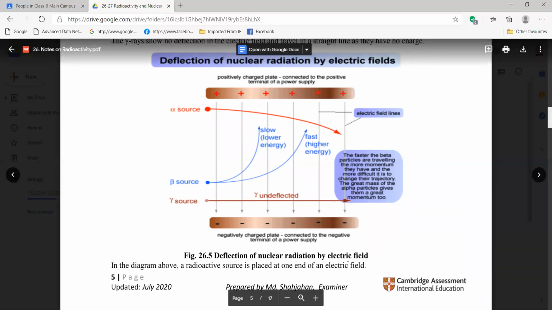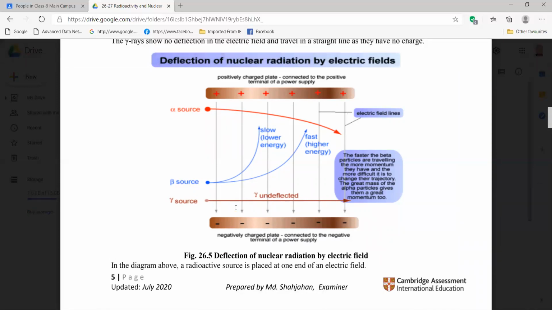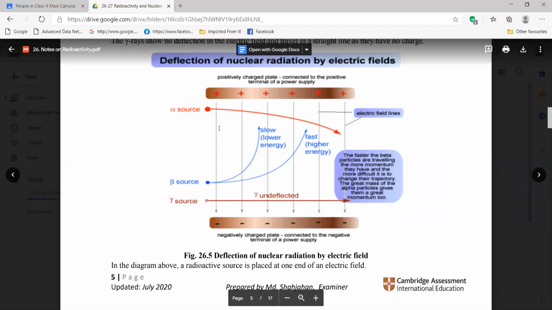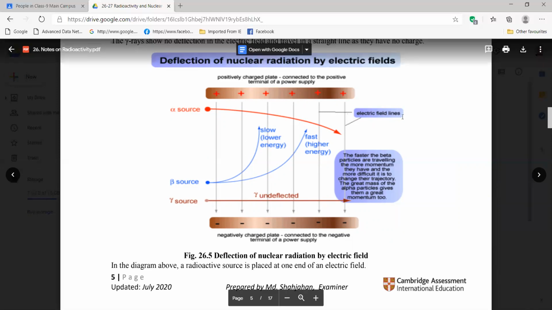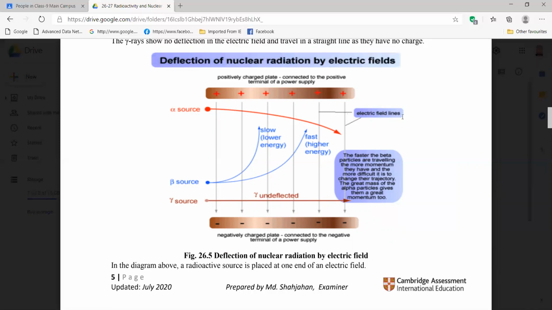Can you remember that one? Electric field lines are moving from positive to negative. So these parallel lines available from positive to negative are electric field lines, which show us it is an electric field.